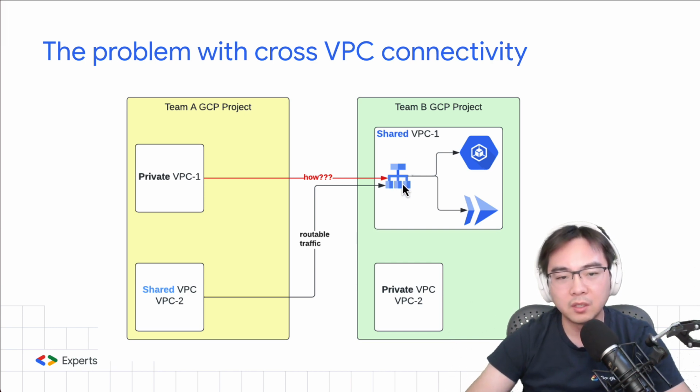But suddenly you have Team A. Team A may have some shared VPC stuff that they can route their traffic into the shared VPC of Team B. However, they also have other services that are running on a private VPC. There's no easy way to route the traffic to allow the private VPC, whatever service runs on that, to be routable to the shared VPC, because it's like two private VPCs.